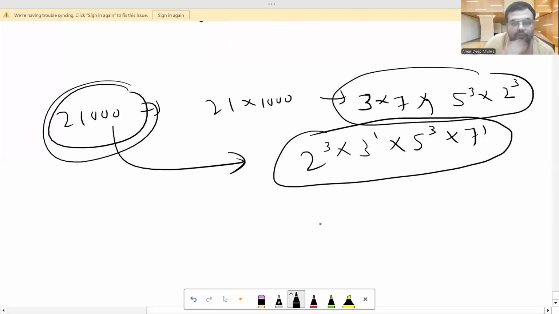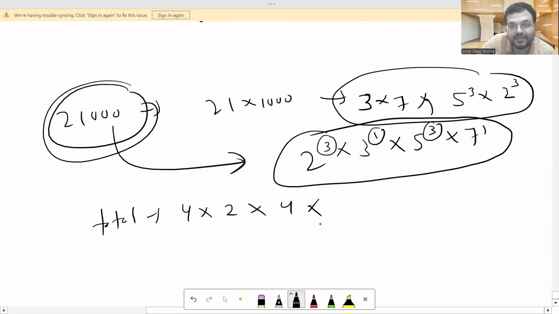Okay. Now, total number of factors will be how many? This power is what? 3. So 3 plus 1, 4. This power is what? 1. 1 plus 1, 2. This power is what? 3 plus 1, 4 into this power is what? 1 plus 1, 2. So 4 into 4 into 4, that is 64. So total number of factors you have 64.